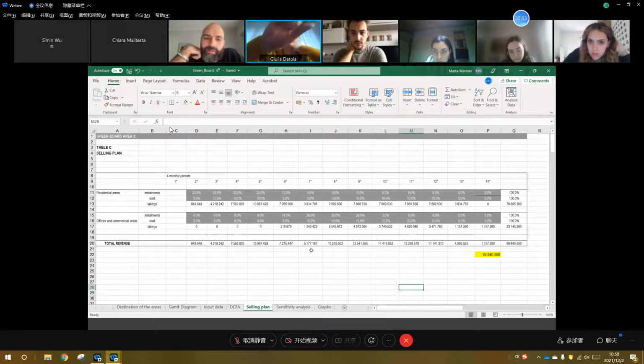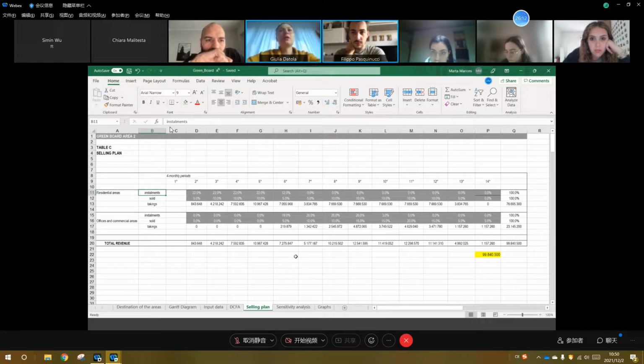Because they have put the installment before and the sold after. The sold is the percentage they sold, but I think you have to check the percentage of the installment with the Gantt chart. Because in this selling plan, you take into account the quadrimester, is it correct?